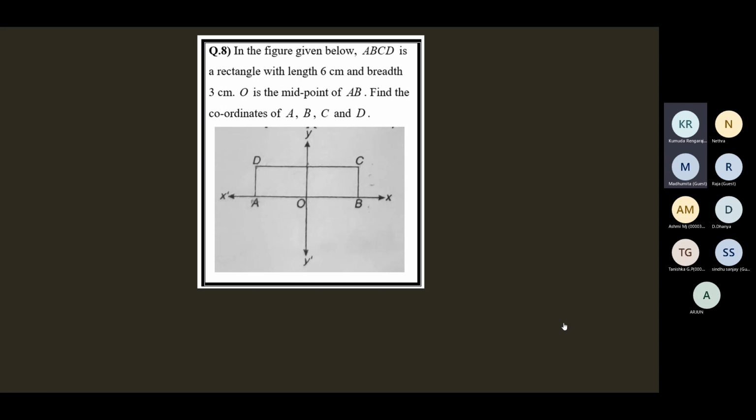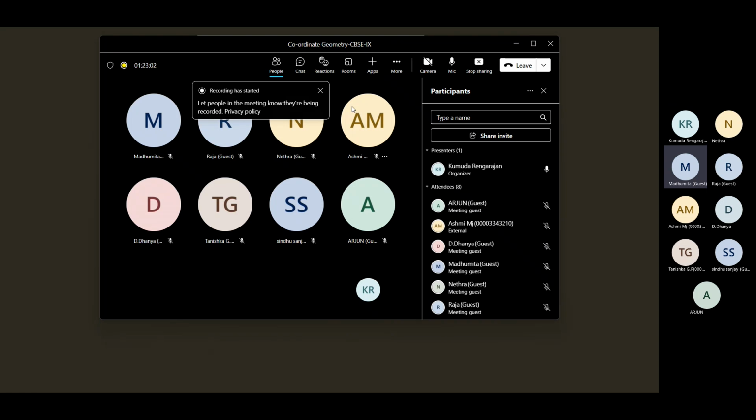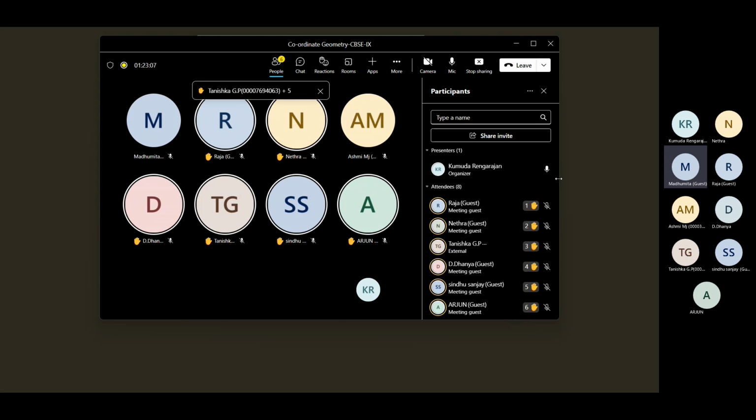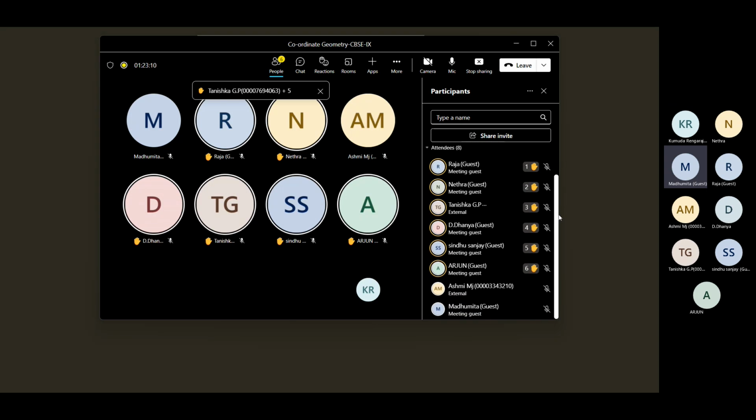Class, use the emoji, raise your hand. Raja, Netra, Tanishka, Danya, Sindhu, Sanjay, Arjun, Madhumita and Srijana. Are you there, Madhumita? Srijana? Okay.